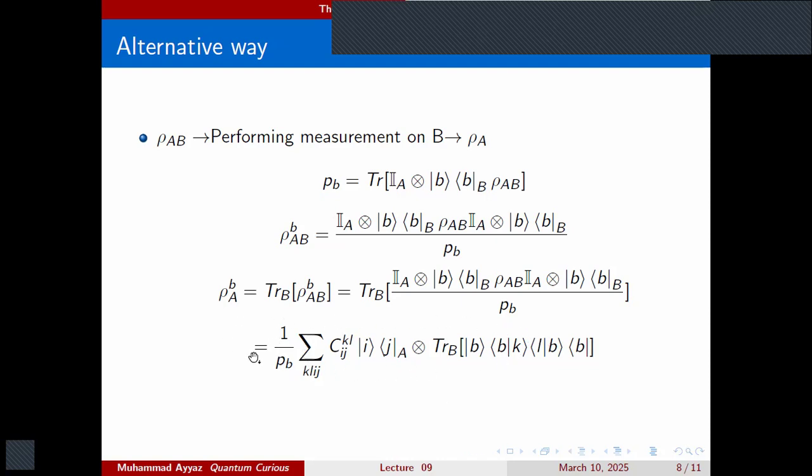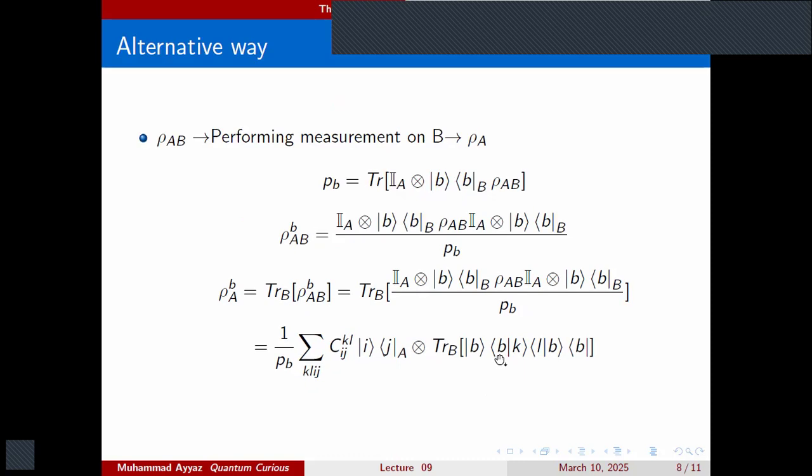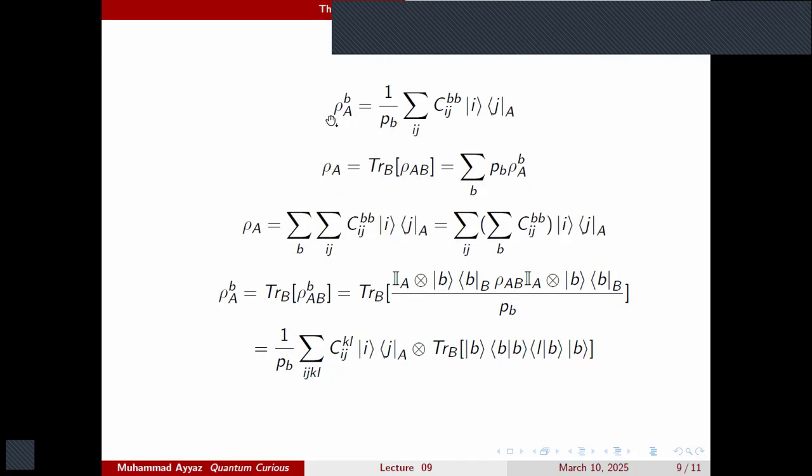There is not that much complexity here. You can see that we have to solve this trace over B. It can be solved as follows: if K and L are equal to B, then it is 1. And again, using the cyclic property of the trace, we can make it the inner product of two identical orthonormal vectors. So we are going to have this kind of state.